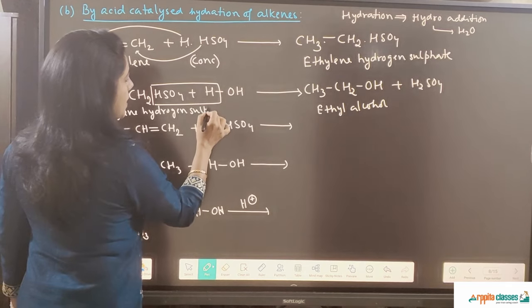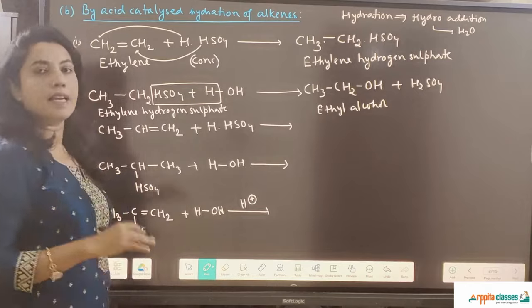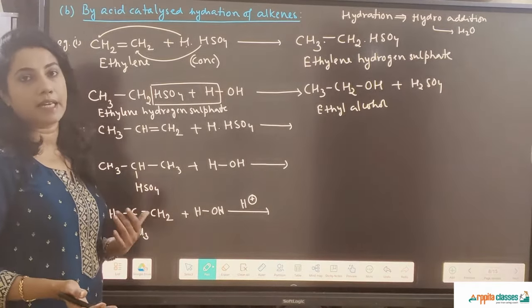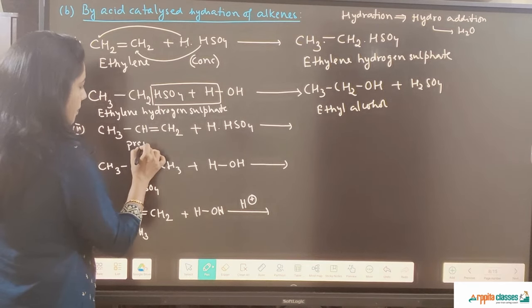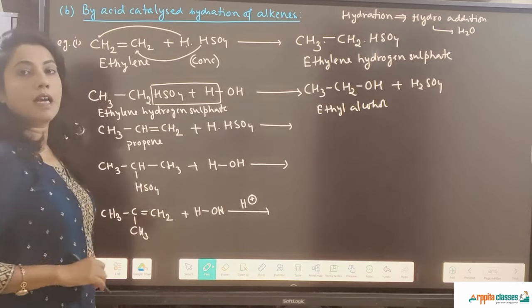So there are two steps. First the acid is getting added, and then acid is coming out as it is and water is getting added. Let's see another example. This is propene. This is my propene, which is an unsymmetrical alkene.